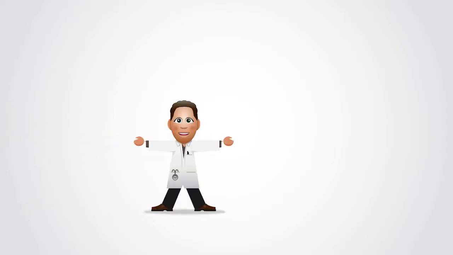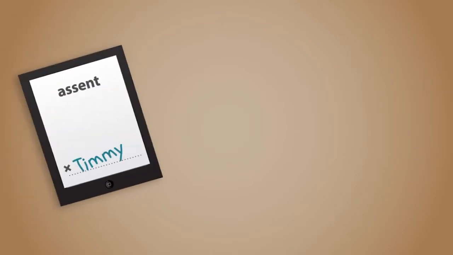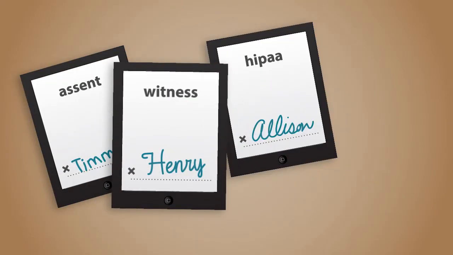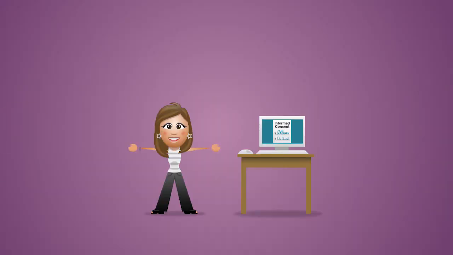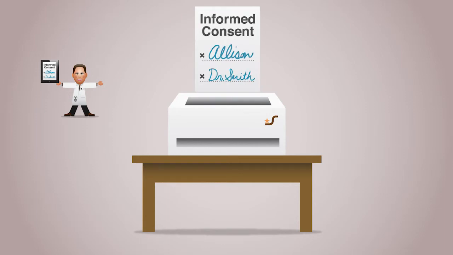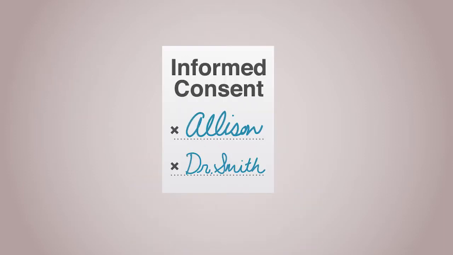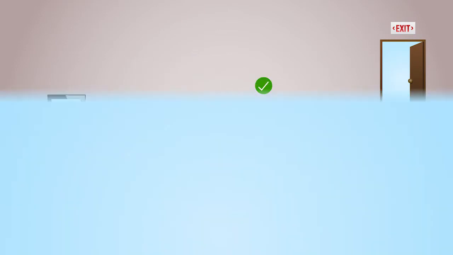Once the study doctor or clinical staff confirms the patient's understanding of the study, they complete the enrollment process by providing their countersignature. Enroll can also handle additional signatures, such as assent, witnesses, HIPAA, and biobanking, in multiple languages and in the privacy of her own home. A copy of the informed consent form, with signatures, can be printed from the iPad or from a web portal and given to the patient before she leaves the research site.